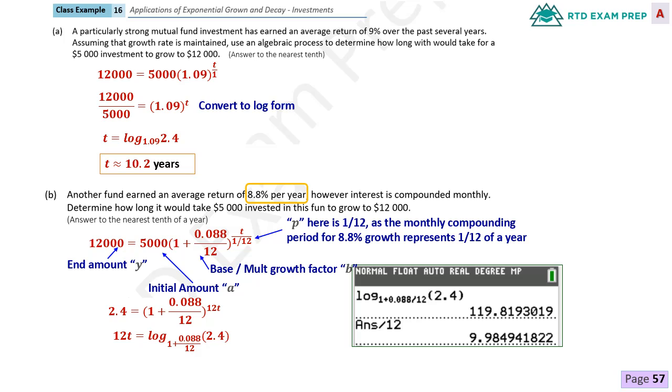We find that that logarithmic term evaluates to give 119.8, and so if 12t is equal to 119.8, we can divide both sides by 12, and it turns out that in 9.98 years, which rounds to 10.0 years, we have achieved our $12,000. So notice, we got a slightly lower interest rate, but we actually achieved our goal of $12,000 in less time because of the higher frequency of the interest compounding. Good thing to know.